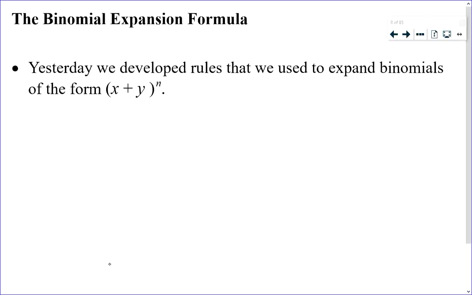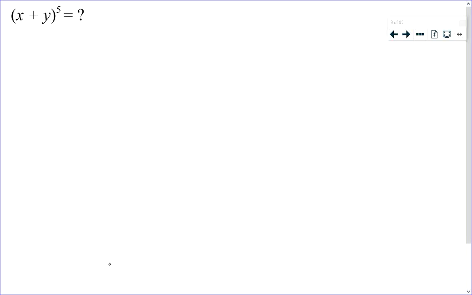I am going to review everything that I've talked about here, but I'm going to add more details to it. Okay? So yesterday we developed rules that could be used to expand binomials of the form x plus y to the n. And x doesn't have to be x, it could be 2x, it could be 3b, whatever. It doesn't even have to be plus, it could be minus, and it could be minus 5y or minus x squared. It could be anything. So, you've seen this already, but there's more to the story.